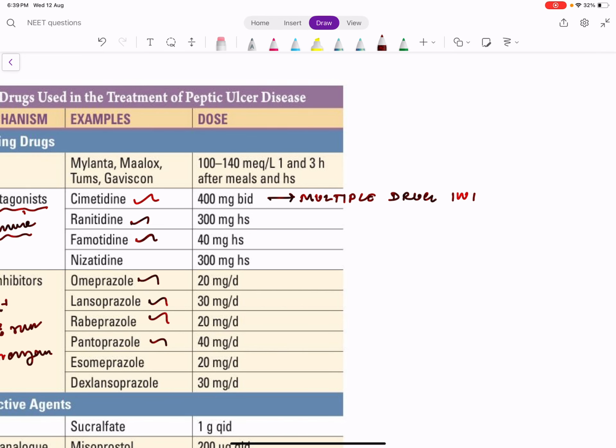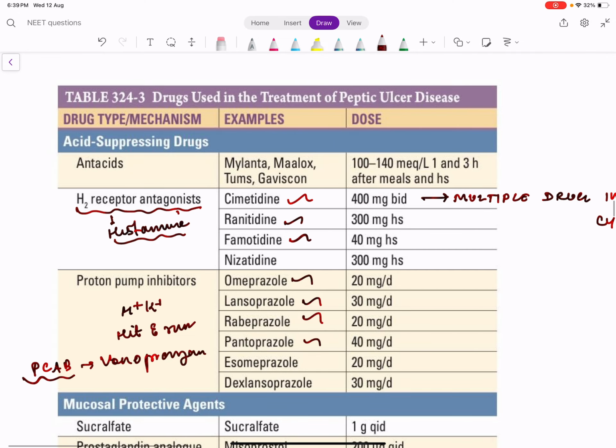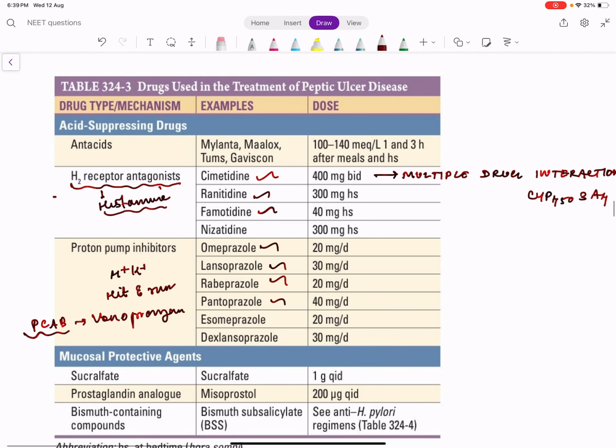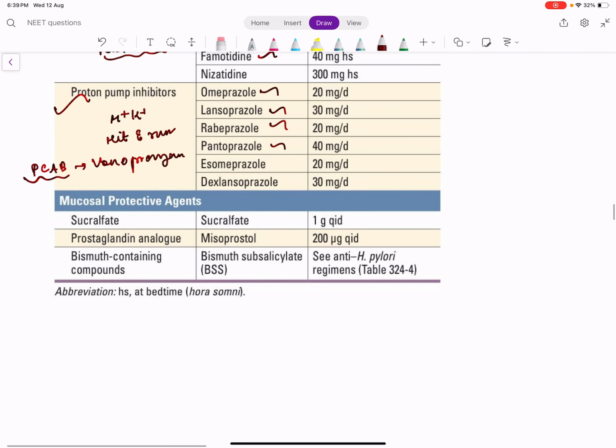It is a cytochrome P450 CYP3A4 inhibitor. So that's why it went out of favor. So with H2 blockers and PPIs, the mechanism is a must to remember. Antacids, they are just neutralizing agents. Right, Gaviscon, they are neutralizing agents.